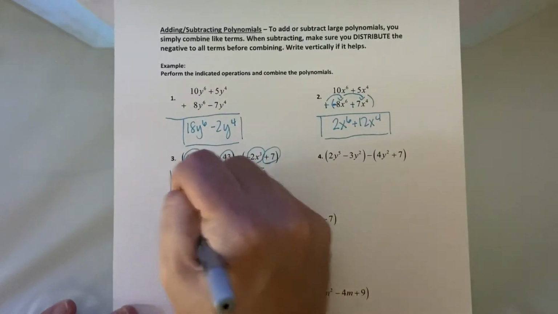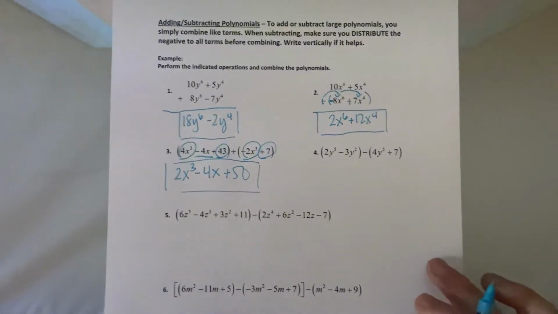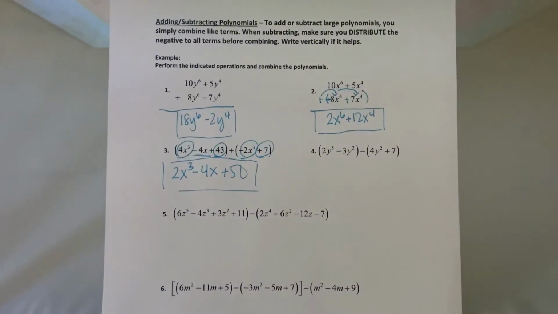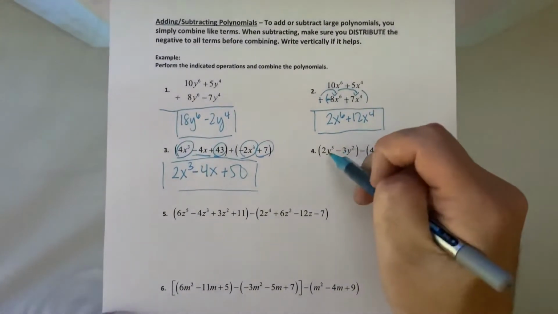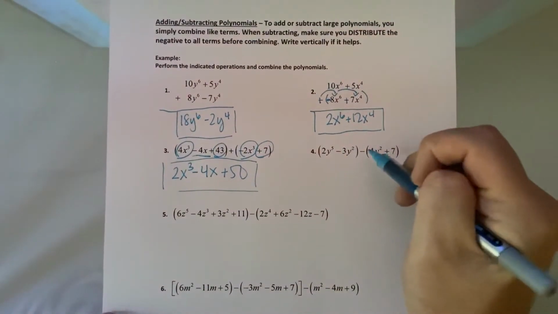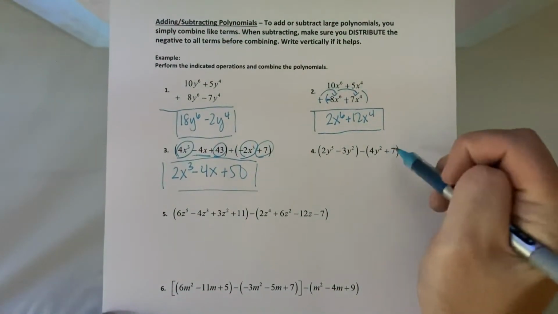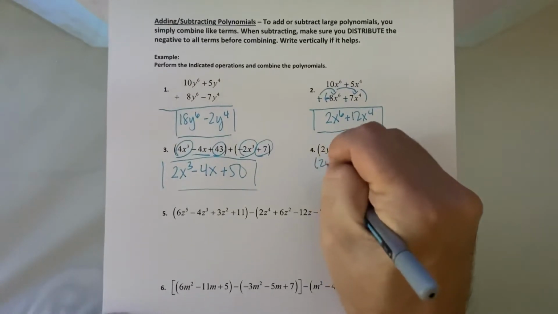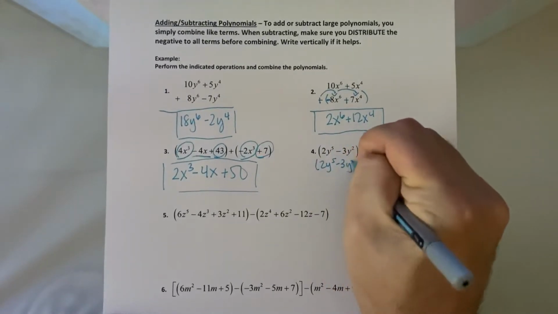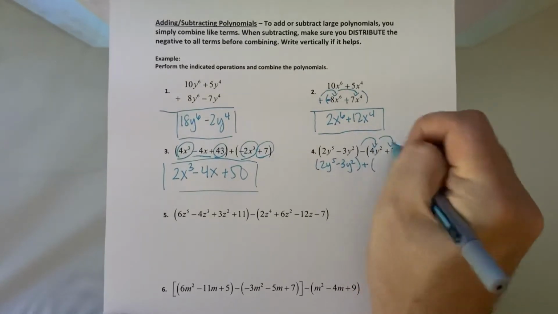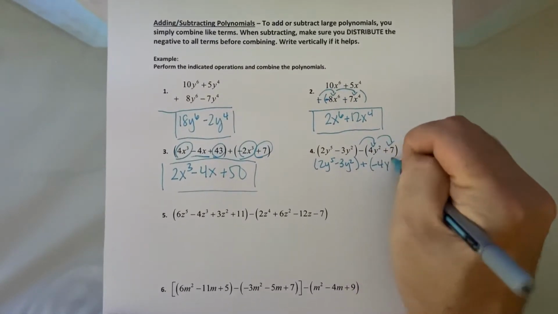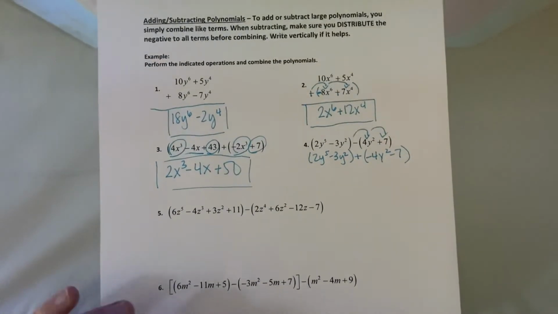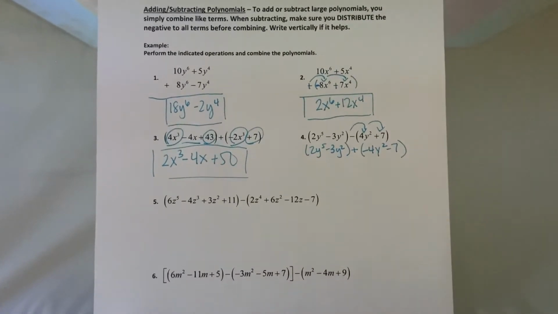So doing this with addition is usually not bad. It gets a little bit harder with subtraction. 2y to the 5th minus 3y squared minus, in parentheses, 4y squared plus 7. So again, I'm going to suggest we distribute the negative and turn this into a plus. That changes all the signs, so it's minus 4y squared and minus 7. And combine our like terms.